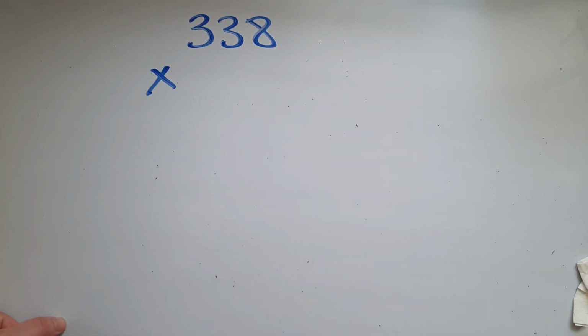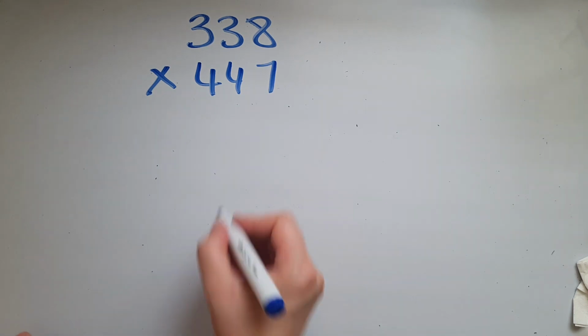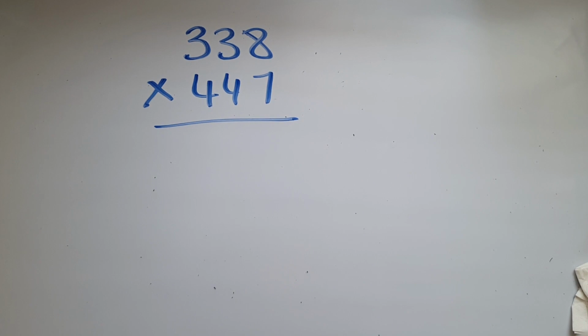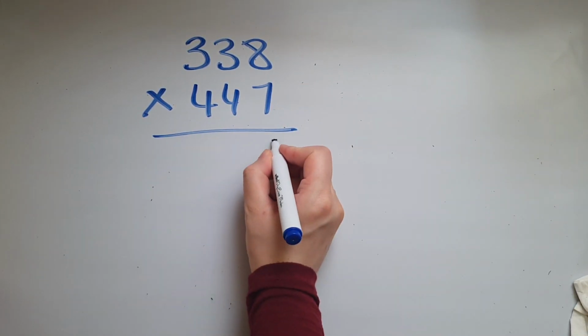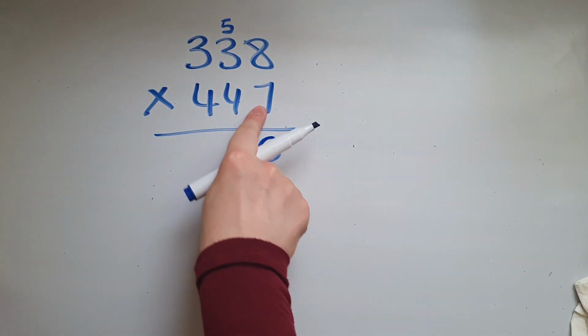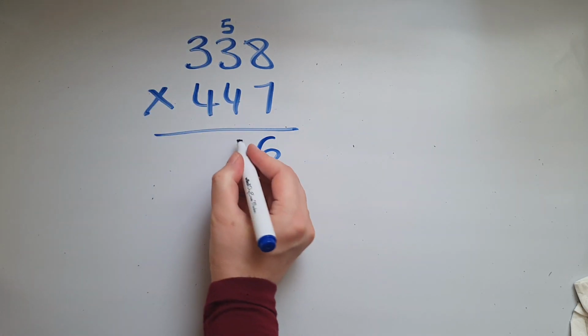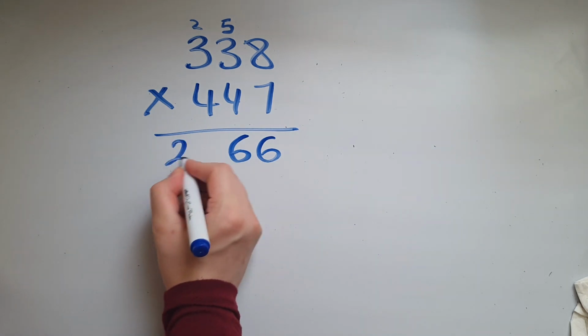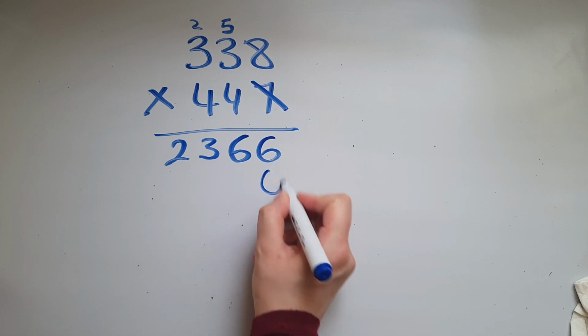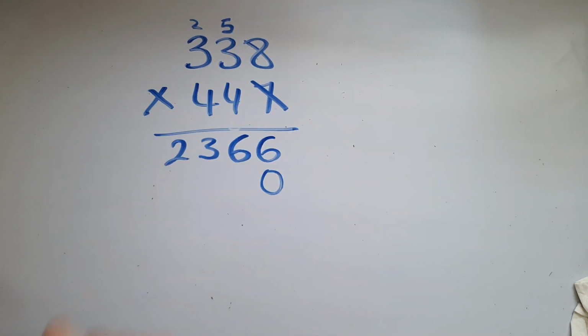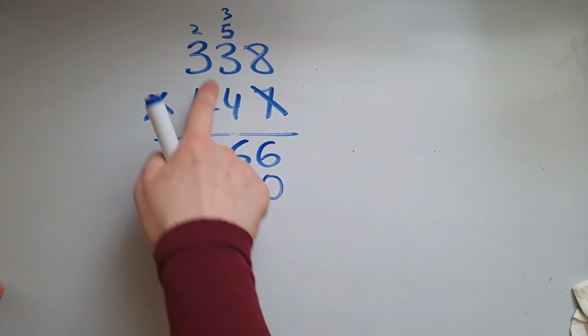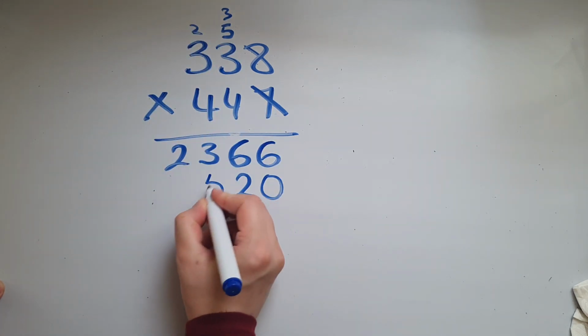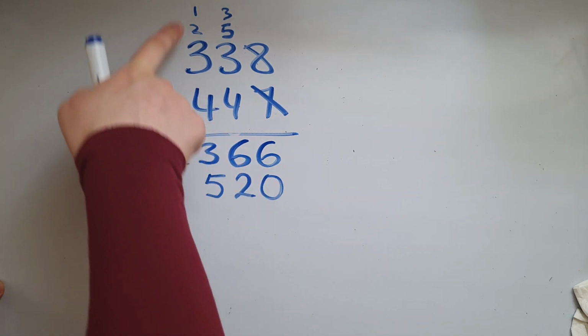So 338 times 447. We start with a 7. 7 times 8 is 56, so 6 down and 5 carried over. 7 times 3 is 21 and the 5 is 26, so 6 down and 2 carried over. 7 times 3, 21, and the 2 is 23. Now put in a 0 down because I'm moving to the tens, so 4 times 8 is 32, so 2 down and 3 carried over. 4 times 3 is 12 and the 3 is 15, so 5 down and 1 carried over. 4 times 3 is 12 and the 1 13.